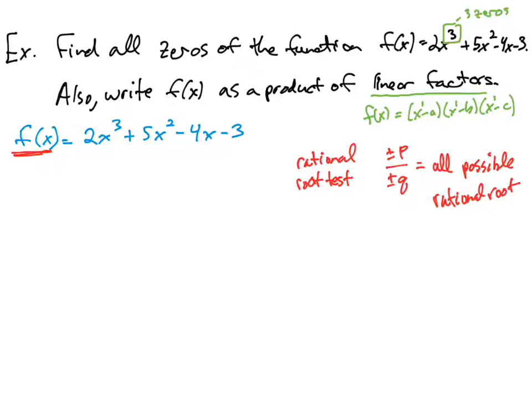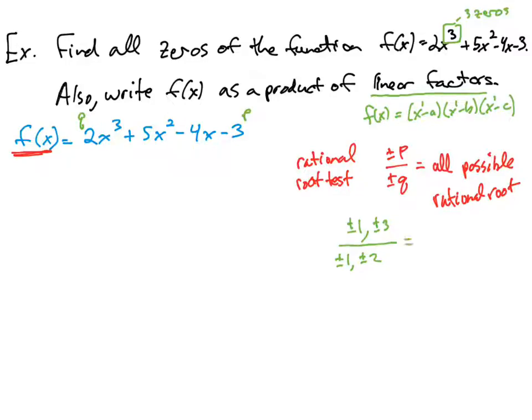So let's figure out what all the possible rational roots are. The p-value is the constant term right here, and the q value is the leading coefficient. So what this is saying is, find all the possible factors of p. The factors of p are going to be plus or minus 1, and plus or minus 3. And the factors of q are plus or minus 1, plus or minus 2.